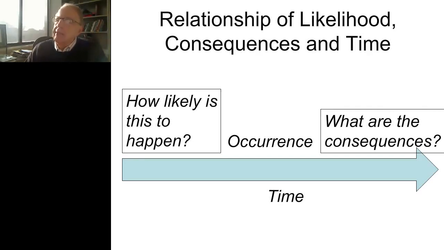So in this slide, if you look along a continuum of time, you look at how likely the event is to happen. Given that occurrence, what are the consequences? So these are the questions that you need to be asking yourself.